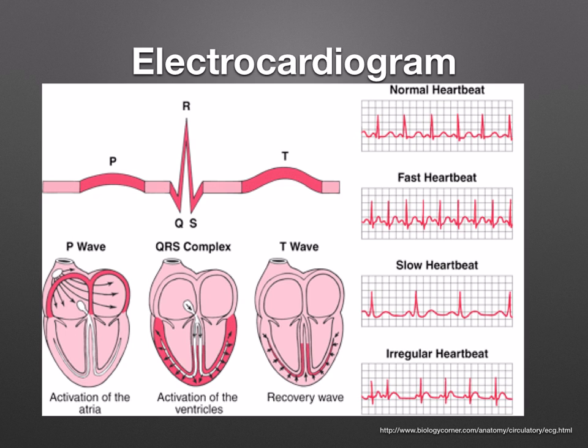So let me go through that one more time. The P wave is caused by atrial systole. Ventricular systole is represented by the QRS wave, and the T wave is the start of ventricular diastole. And that concludes our lesson. The end.